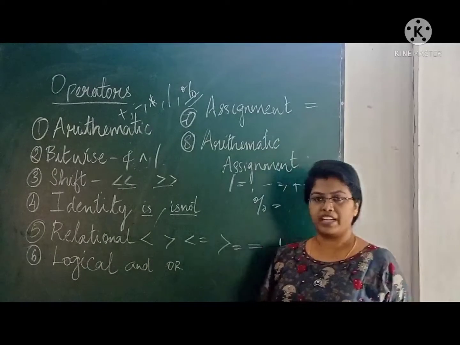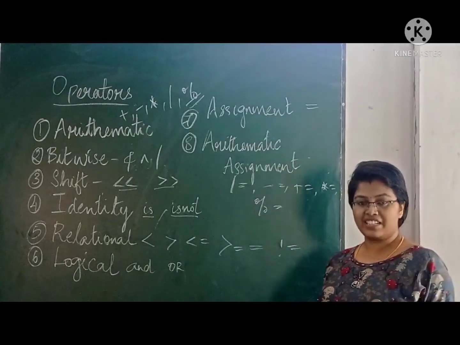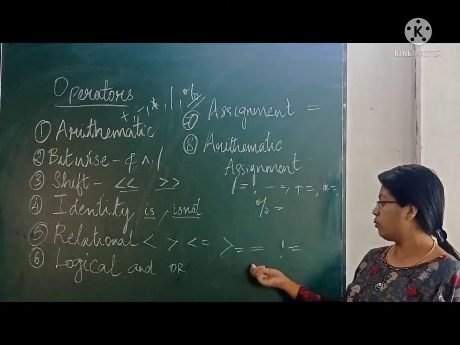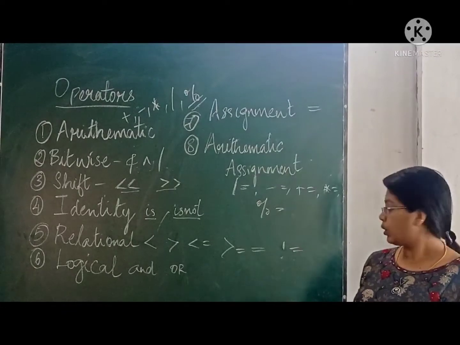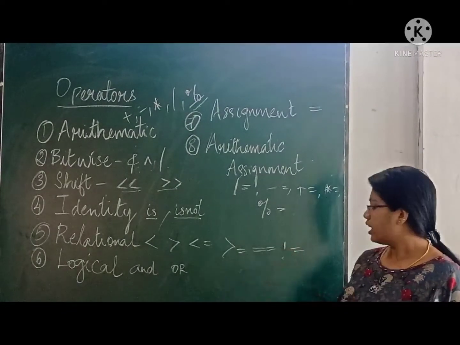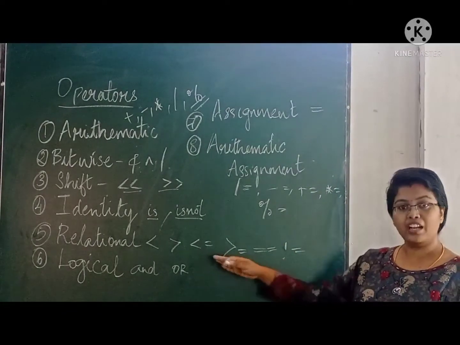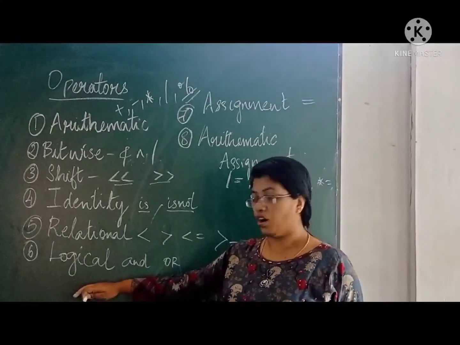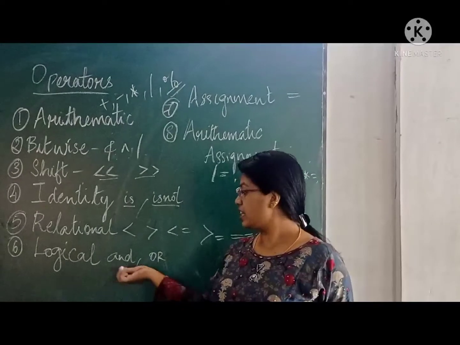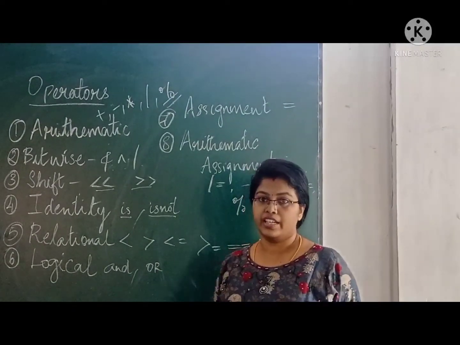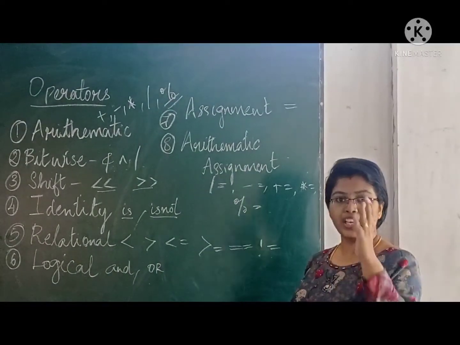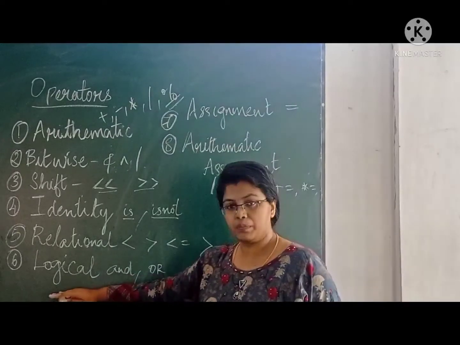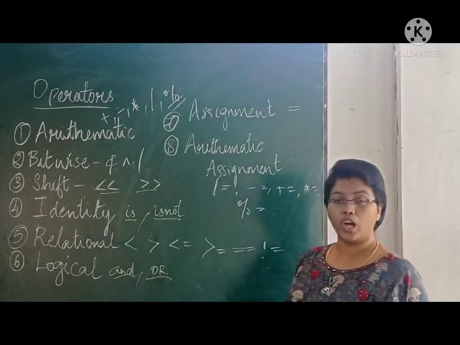Next is relational operators. If you want to check less than, greater than, less than or equal to, greater than or equal to, not equal to, these are the relational operators for checking the relations. Next is logical operators, that we are using: and, or, not. I think not is not used in Python. So the logical operators are and, or.